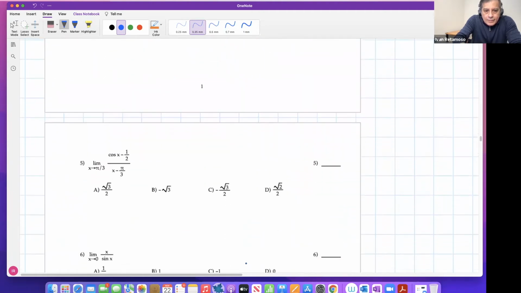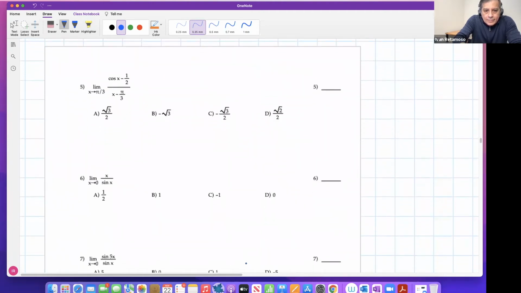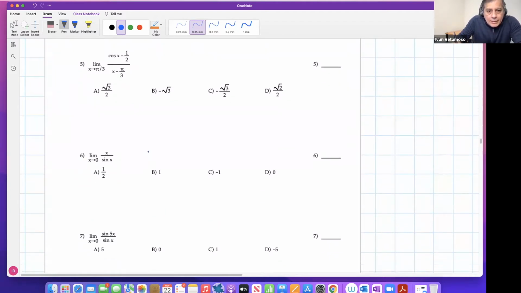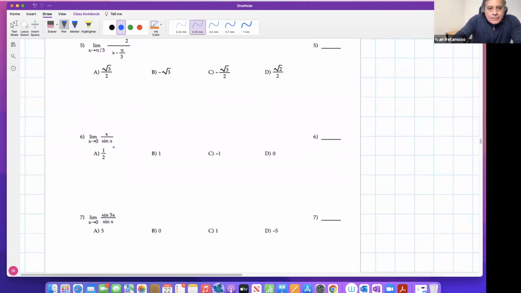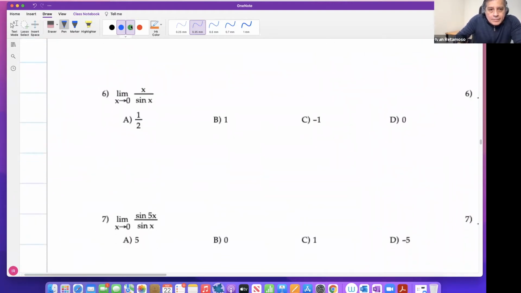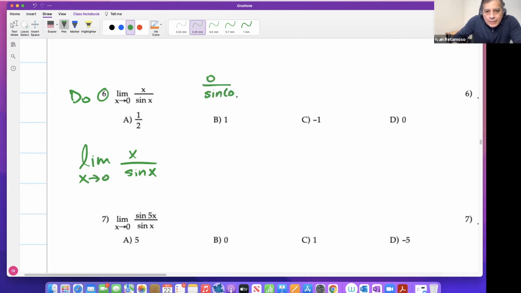Okay, can we try then? Let's try some and then I will go over that question. Can you try this one now? Number 6, using L'Hopital's rule. Number 6 and number 7, we're going to do. Take the limit of x over sine of x as x approaches 0. Notice as a hint that if you attempt direct substitution, you will get 0 over 0. So use L'Hopital's rule.